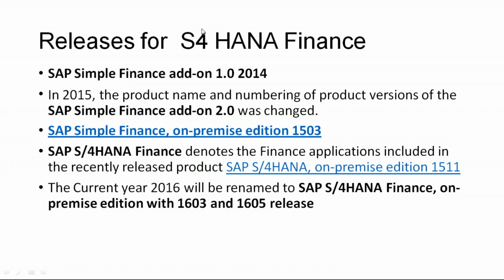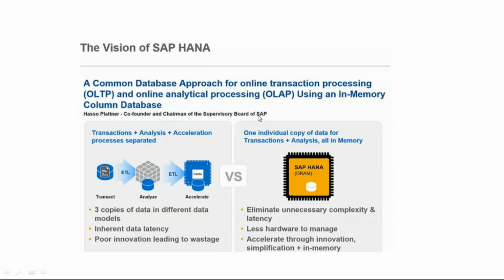So these are the releases of S/4HANA Finance, like add-on 1.0, whatever we have discussed. As I was telling earlier, when you are using an Oracle database, you have to migrate the data, you have to do the extraction of data from your ERP database, that is the OLTP database, to the OLAP database. Now with SAP HANA, you will have one database where both applications will be connected, so it will do the online reporting.